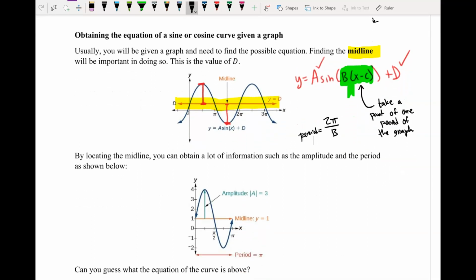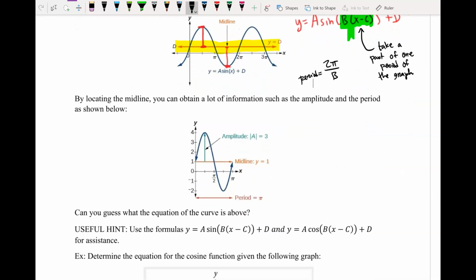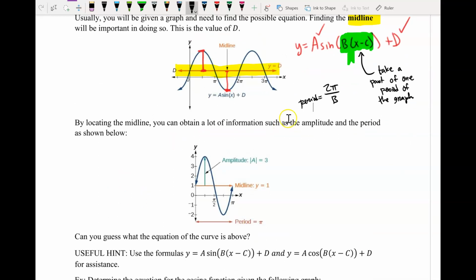So let's go ahead and take a look at this example. Locating the midline can give you a lot of information. So you can see that the midline here is at y equals 1. You can see that the amplitude is going to be 3, because from 1 to 4 is just going to be 3.